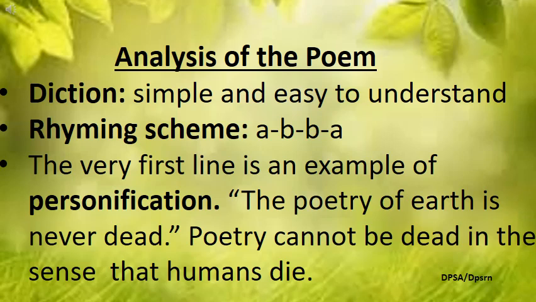Alright children. Now see the first line of the poem. The poetry of earth is never dead. Here the poet has made use of personification. Children, what is personification? The attribution of a personal nature or human characteristics to something non-human, or the representation of an abstract quality in human form. Children, personification is a figure of speech in which a thing, an idea or an animal is given human attributes. So when non-living things or animals are portrayed in such a way that we feel that they have the ability to act like human beings.